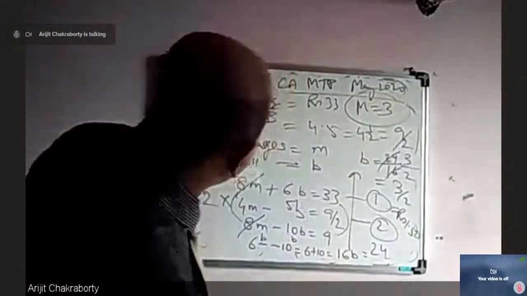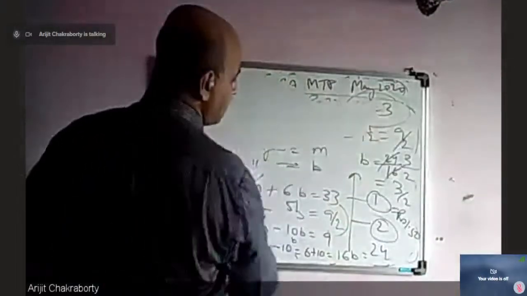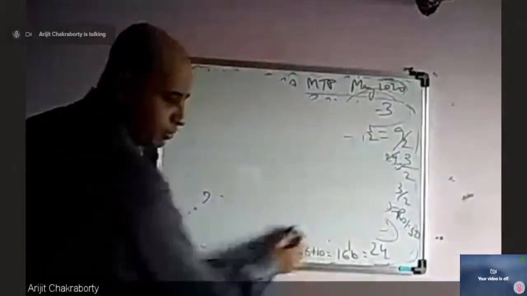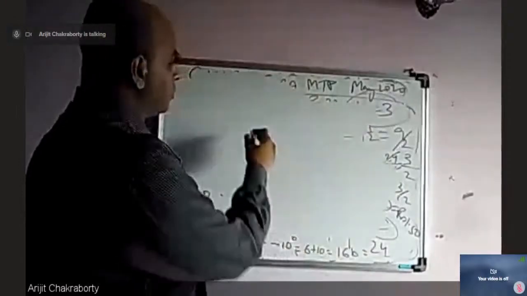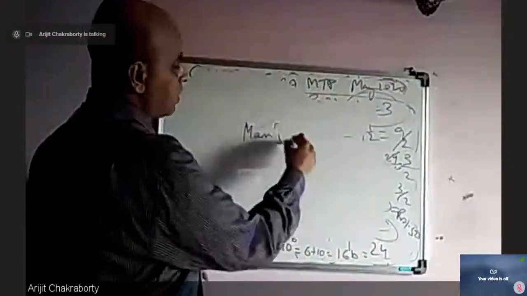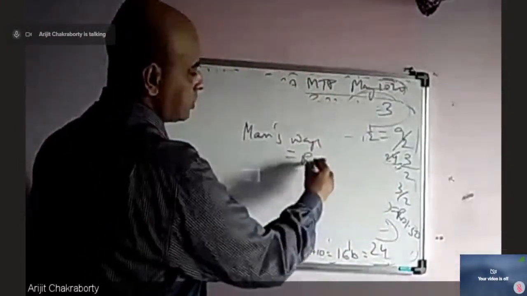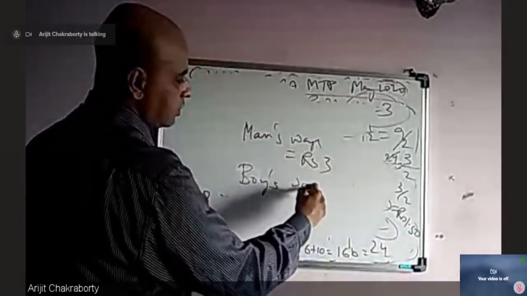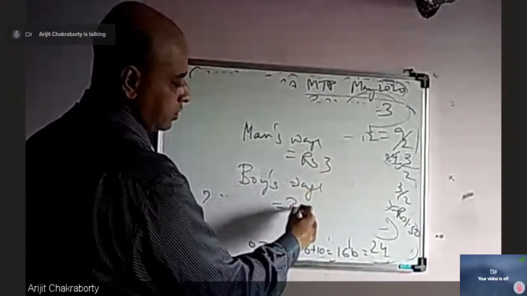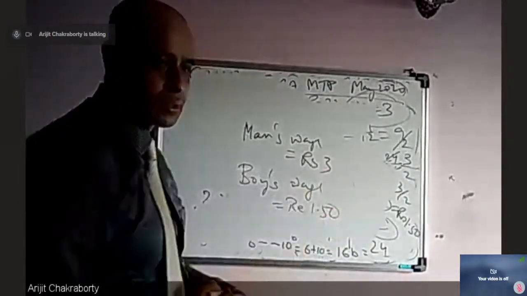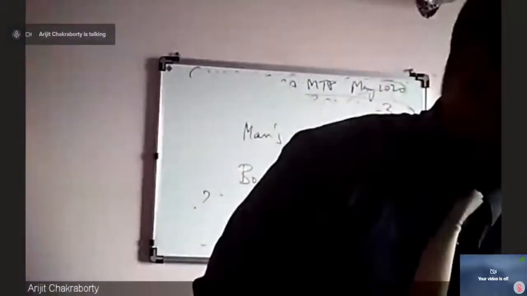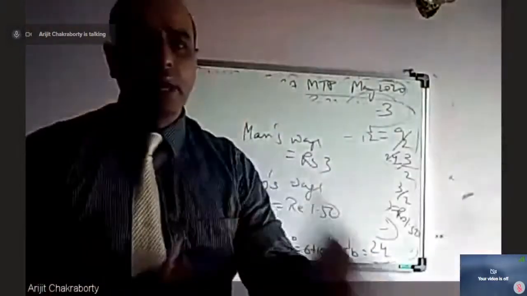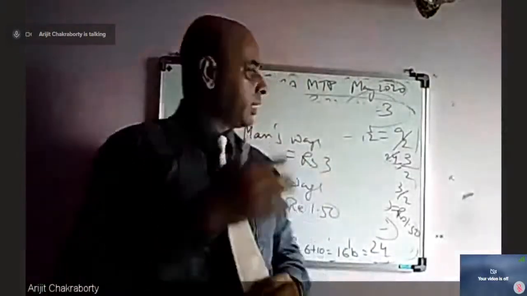Okay, so from this solution the answer is coming. This is a May 2020 problem, and the answer is that the man's wage is rupees 3 and the boy's wage is rupees 1.50. Okay, so this is what we had today. I hope you have done the problems along with me.